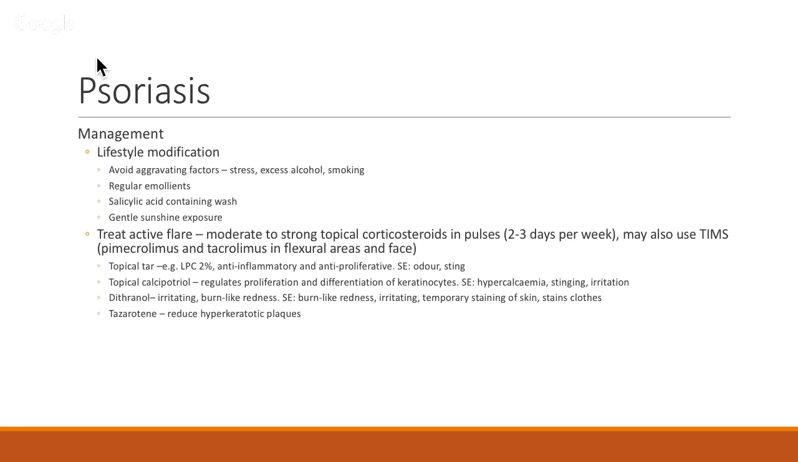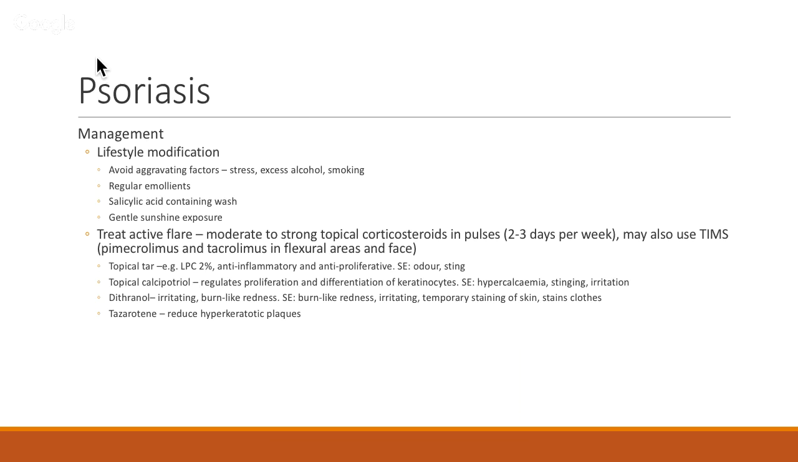So this is the management for your basic classic plaque psoriasis, but the different forms of treatment can often overlap with the other types as well. So again, starting with lifestyle modification, you want to avoid any aggravating factors. So stress, excess alcohol, smoking, and probably just let them know to be careful of trauma because of the Koebner phenomenon. Regular emollients, a salicylic acid containing wash to reduce the keratinocytes, and gentle sunshine exposure because we know that UV radiation helps with some forms of psoriasis.